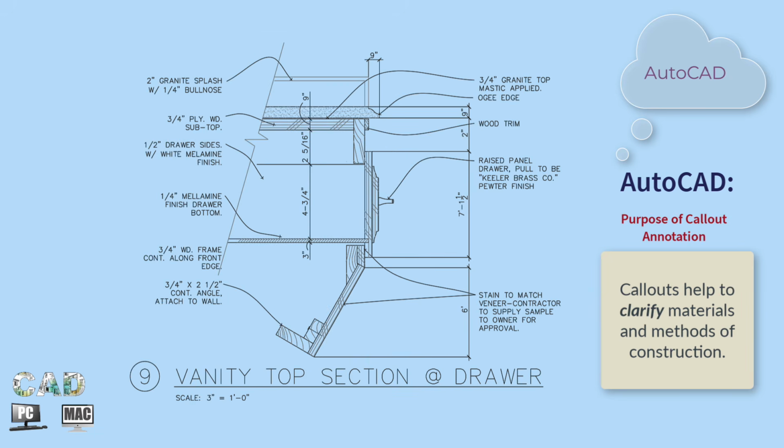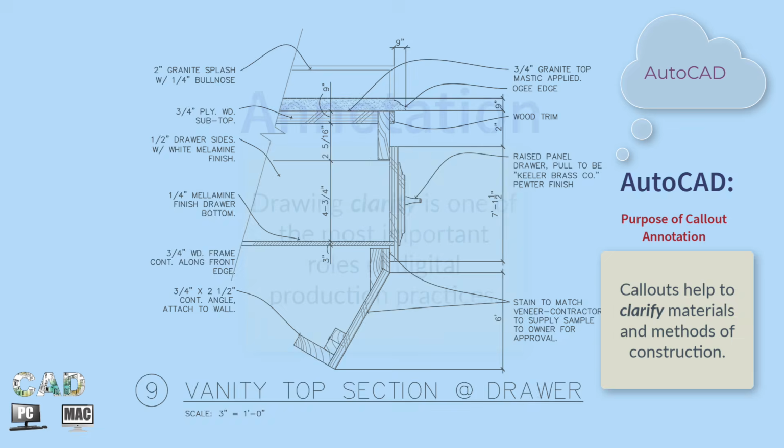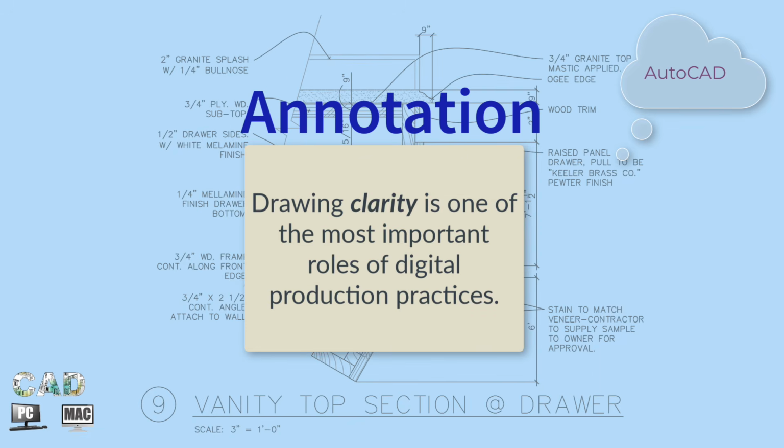Callouts serve an important function in drawing annotation and sheet coordination. Callouts are used when a specific part of a drawing would be vague to interpretation without a note calling out the material, assembly method, or any other type of information that requires clarity. Drawing clarity is one of the most important roles of digital production practices.